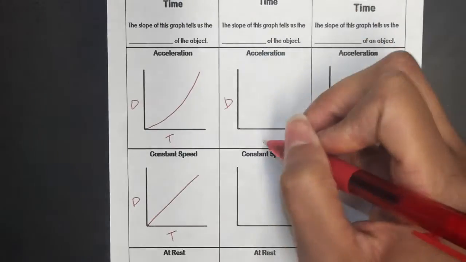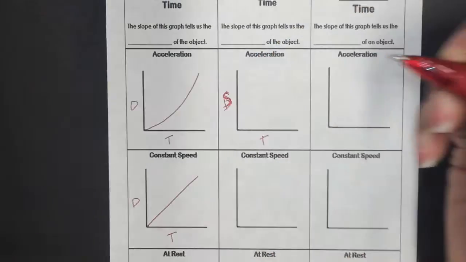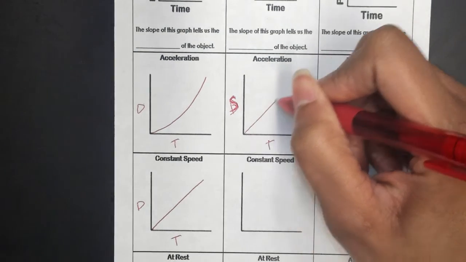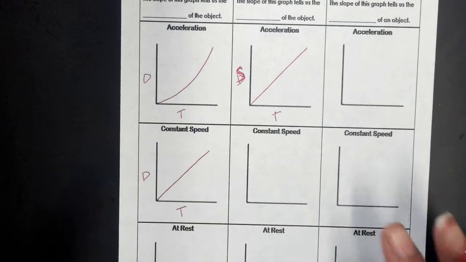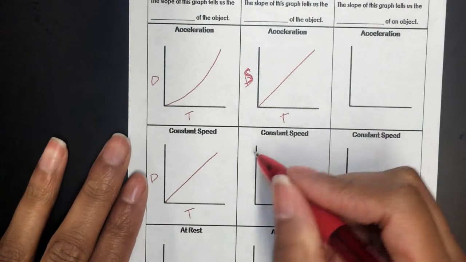Now, speed time. What does acceleration look like? Is it diagonal? You're right. Don't second guess yourself. It is diagonal. What about for constant speed? It's a straight line again. Notice that it's not diagonal anymore because my speed stays the same.